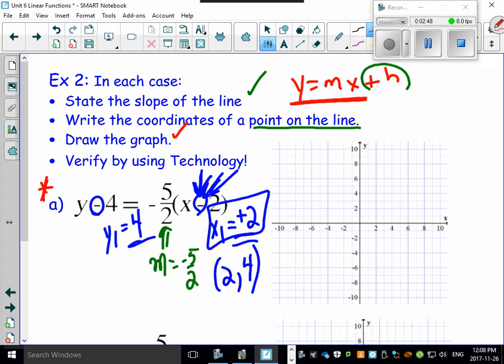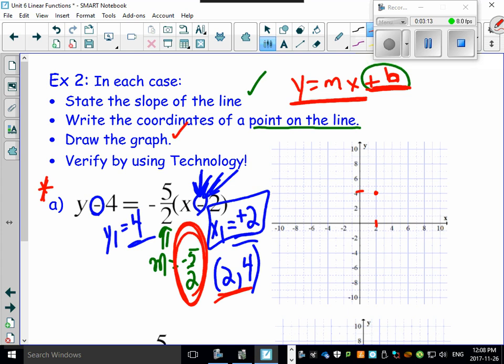Well, simple. Remember, when we draw a graph, all we need is a slope and some point. We've always been using this beautiful point, the intercept. Well, so what? This is a point on the graph. Just go from there and draw the slope. Okay, so (2, 4) is this point right here. There's 2, there's 4, there's the point. Boom. The slope is down 5 over 2.